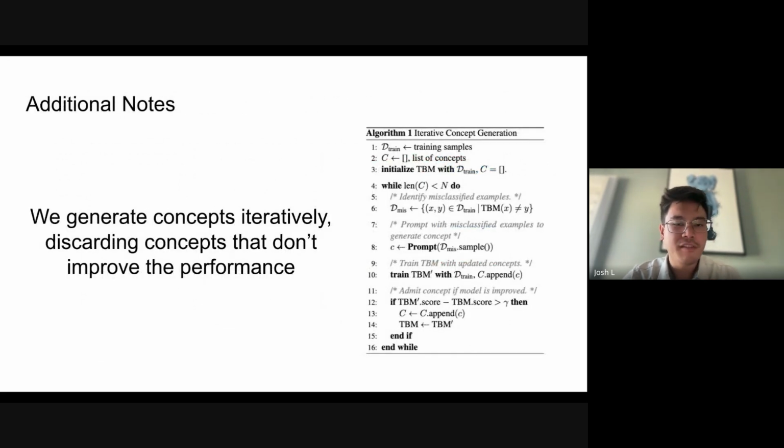In terms of some additional notes for how the whole system works overall, I gestured towards this earlier, but the way the system works is that we generate concepts iteratively. At the start, we have 0 concepts, and then we generate one concept and then generate another. Each time we generate an additional concept, we have the choice of whether or not we want to add it to the bottleneck. The way that we decide is fairly simple. On the training set, if we add another concept, we test to see if the addition of that concept improves the performance by some threshold. We discard concepts that don't improve the model beyond a certain threshold.